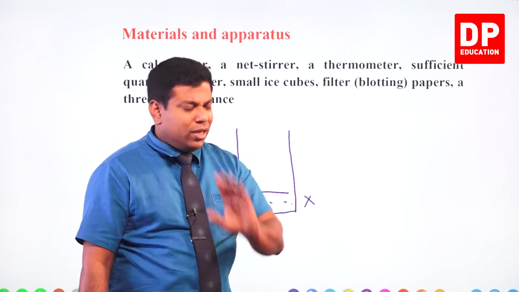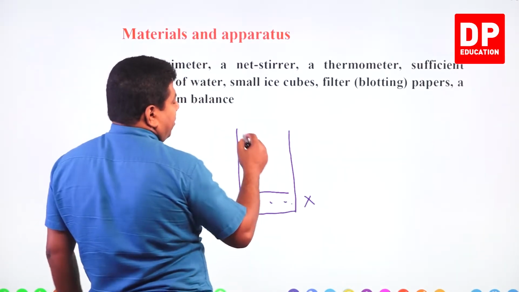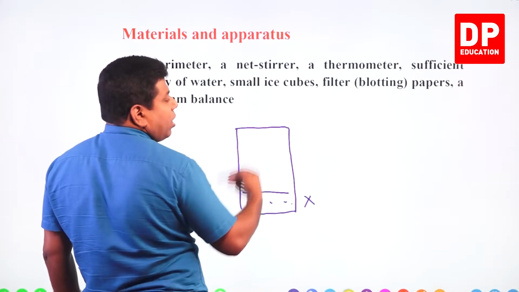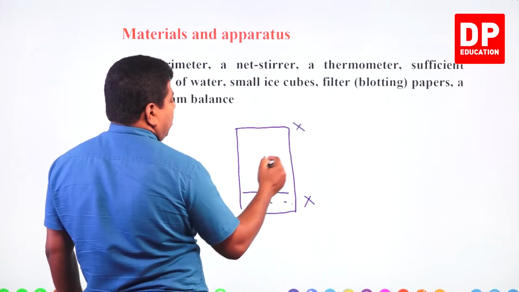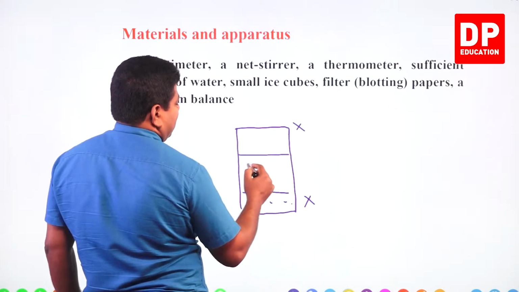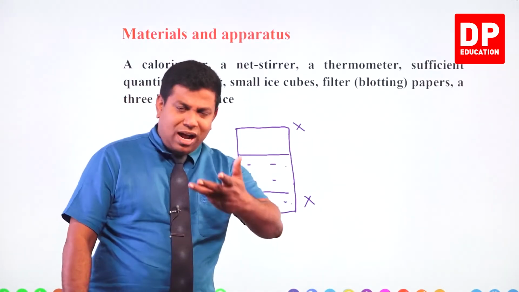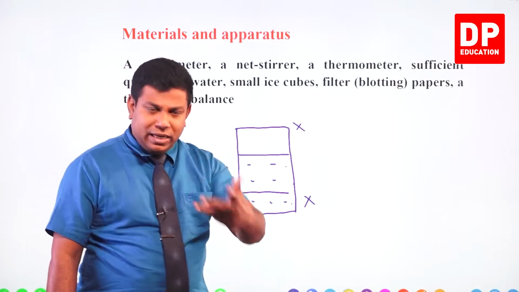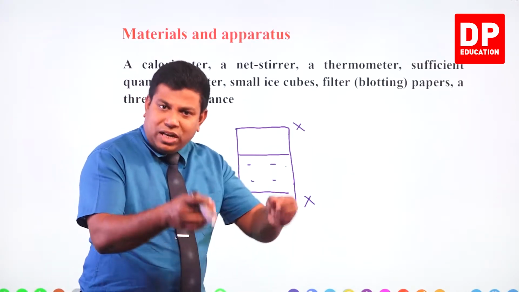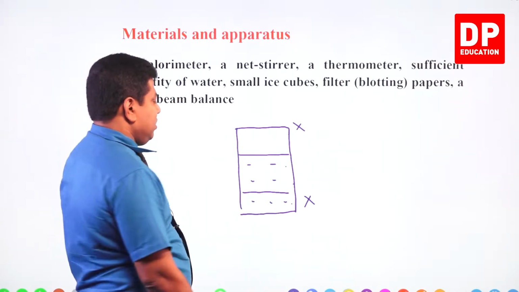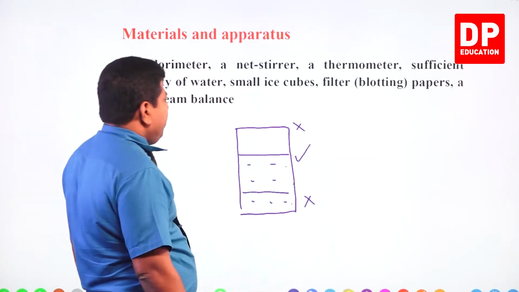So to avoid all that, you need to have a sufficient amount of water, but it doesn't mean full, because then you can't drop the ice cubes. That is also wrong. Keep it somewhere here. Usually we say 2/3 of the calorimeter's capacity. That's not a hard and fast rule, approximately, because it will have sufficient space for us to drop the ice cubes as well. This would be okay. So, a sufficient amount of water.